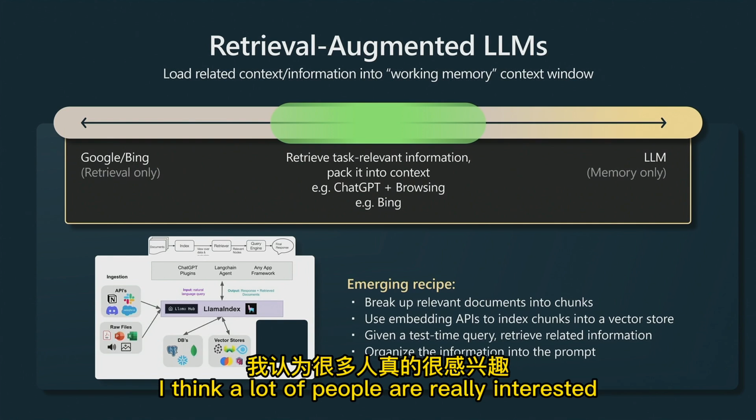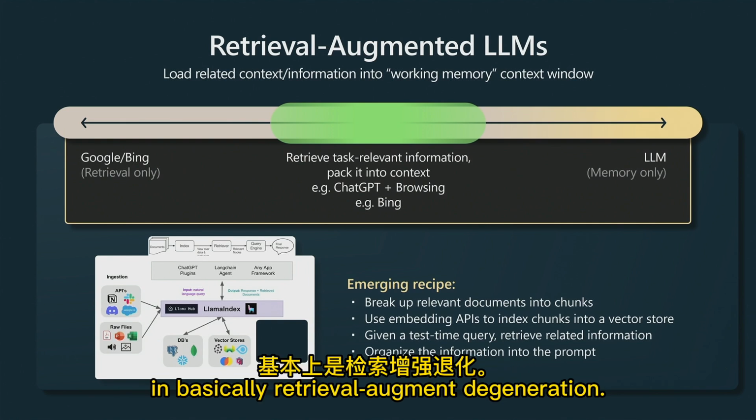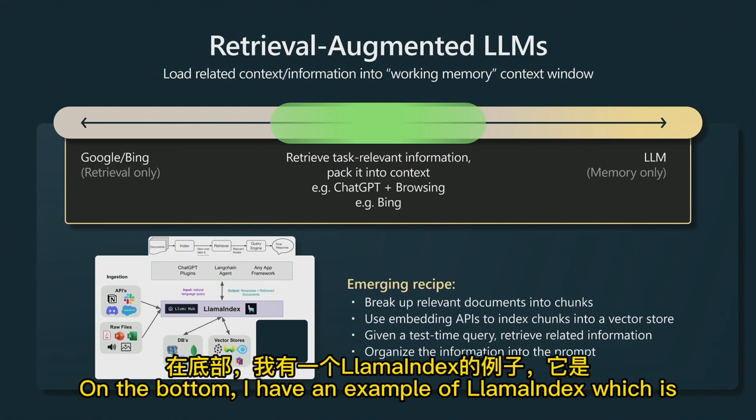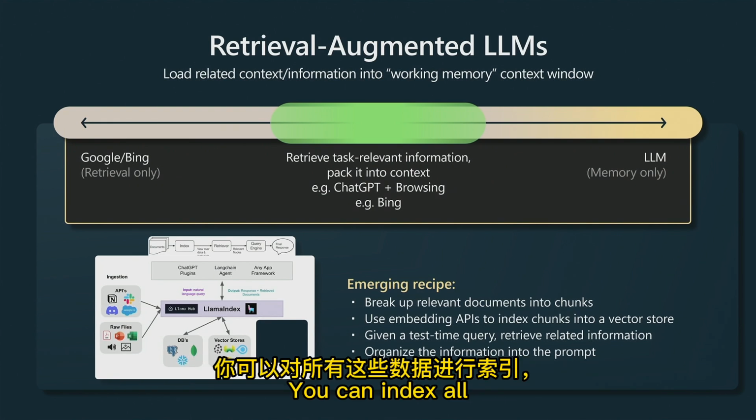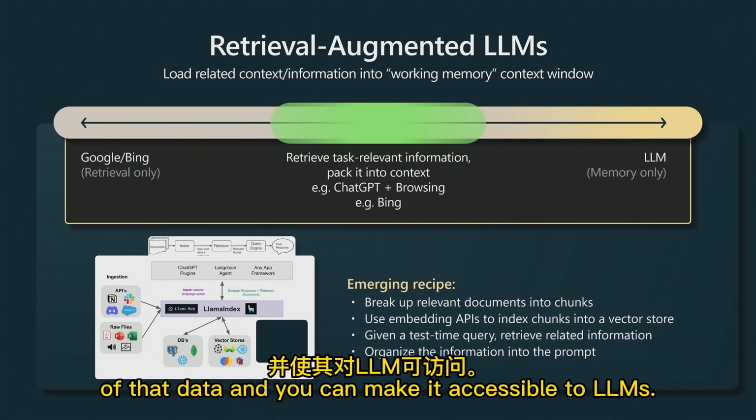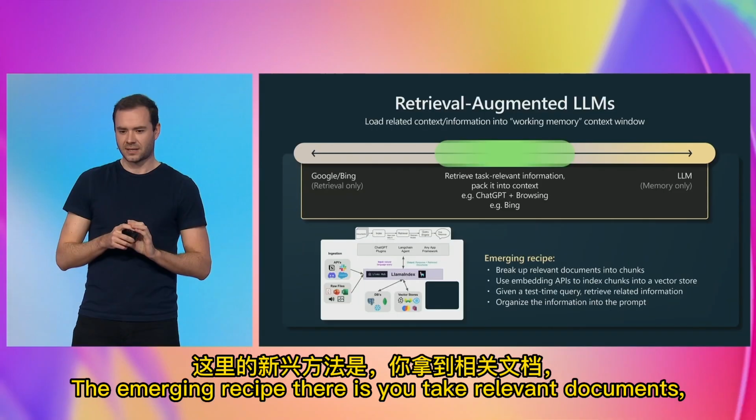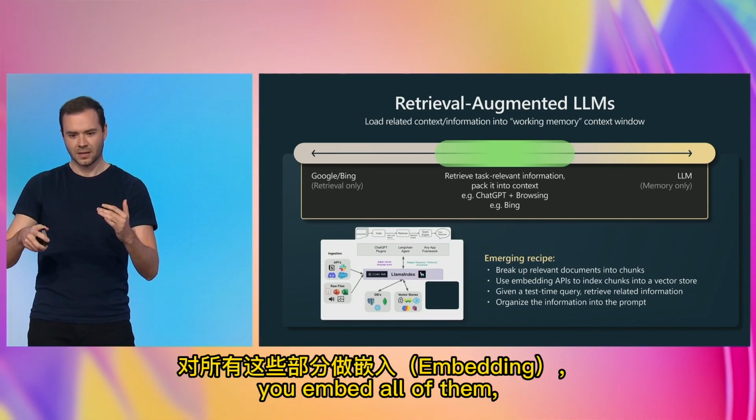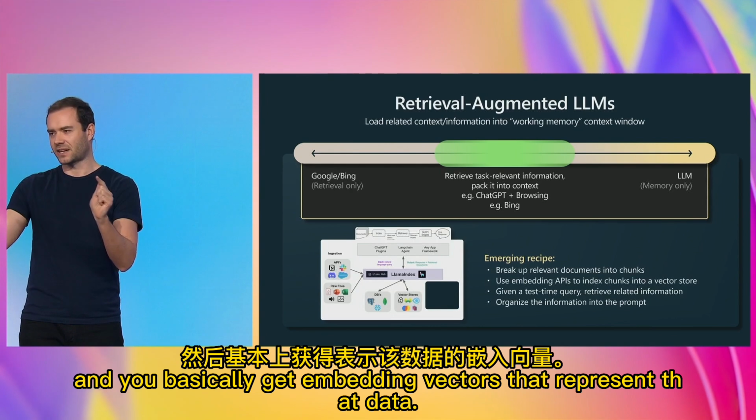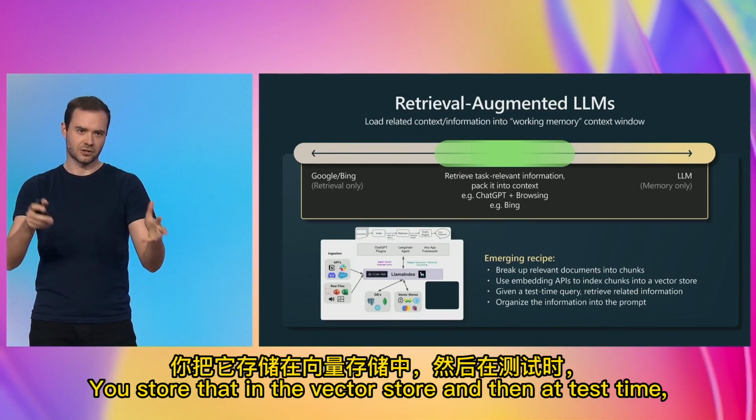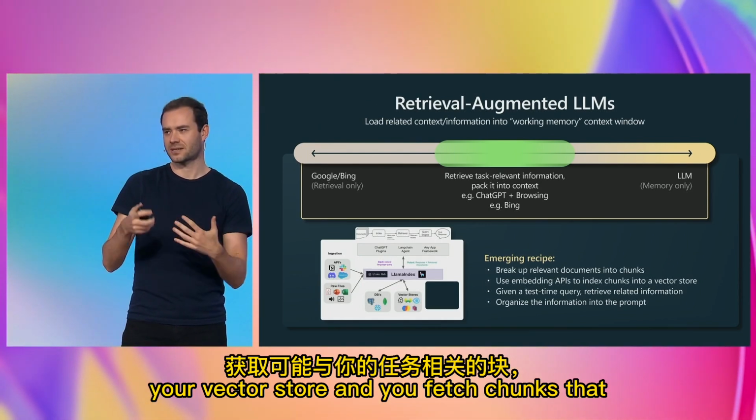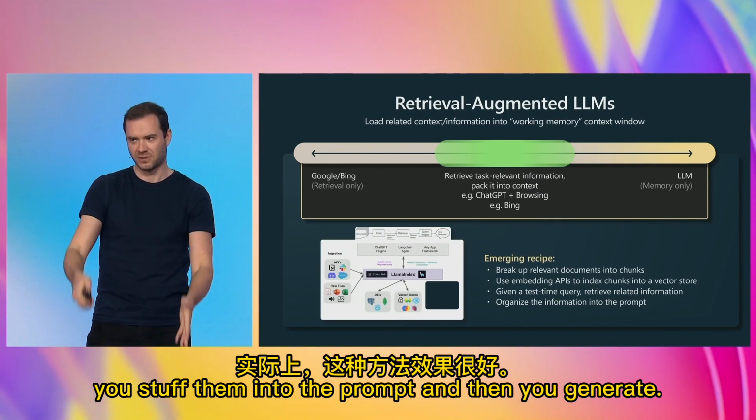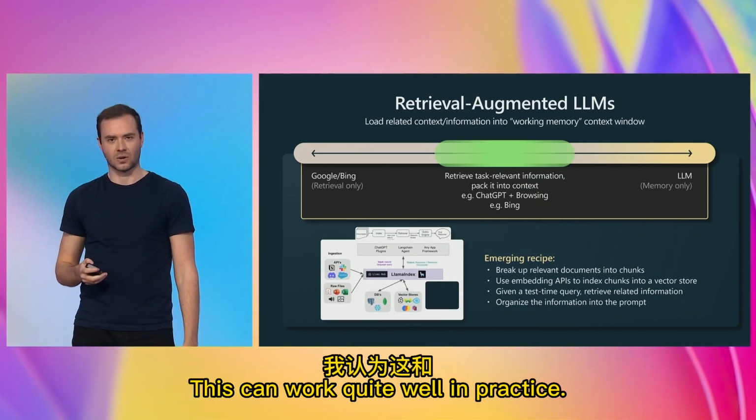And so a lot of people are really interested in retrieval augmented generation. On the bottom, I have an example of LlamaIndex, which is one data connector to lots of different types of data. You can index all of that data and make it accessible to LLMs. The emerging recipe there is you take relevant documents, split them up into chunks, and embed all of them, and you get embedding vectors that represent that data. You store that in the vector store, and then at test time, you make some kind of a query to your vector store, fetch chunks that might be relevant to your task, stuff them into the prompt, and then generate. So this can work quite well in practice.